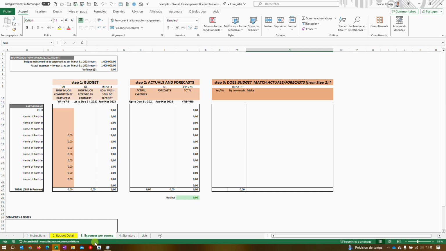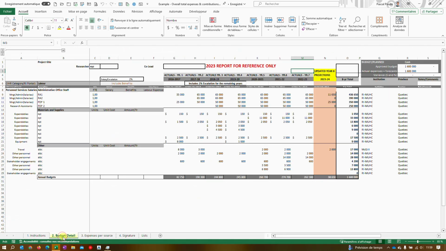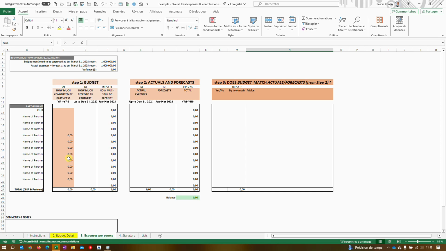So actually, you don't need to complete or work on the expenses that you already provided in September, that was covering until March 2023. The only objective right now is to make sure that we know how much you expected to receive from every partner, how much are the actuals and forecasts related to those partners, and see if there are some funds left or if you are over budget for those parts.